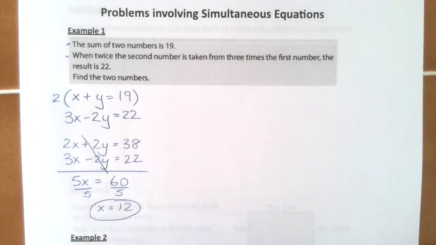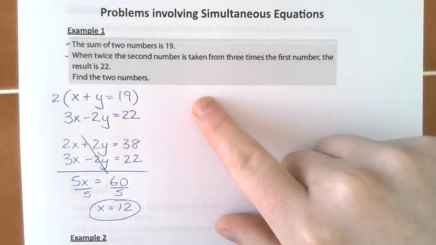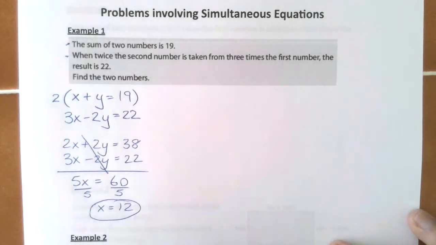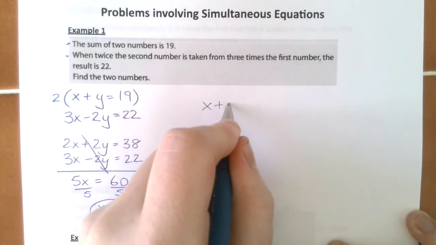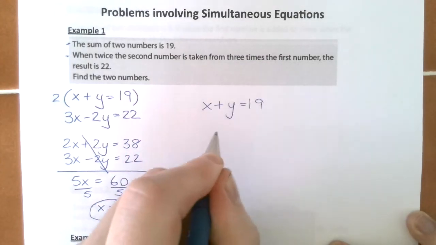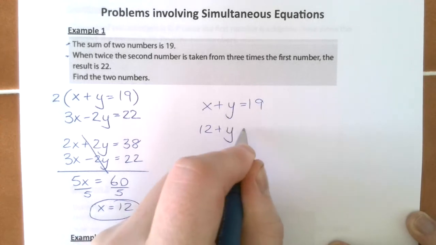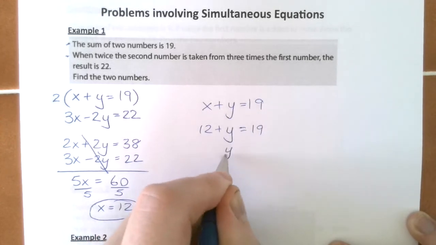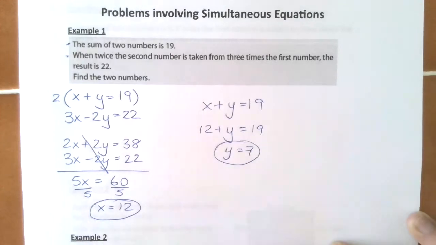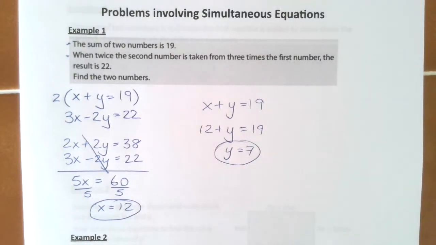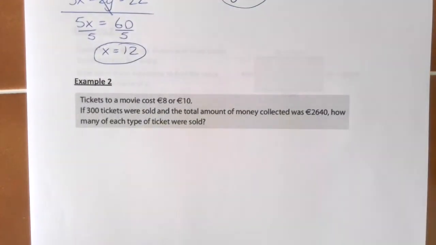Now once I have my value for x, I'm able to find my value for y very quickly. So it's going to be x plus y is equal to 19. I know x is now 12, so it's going to be 12 plus y is equal to 19, so y must be equal to 7. So the first number was 12, the second number was 7. Moving on to example 2.